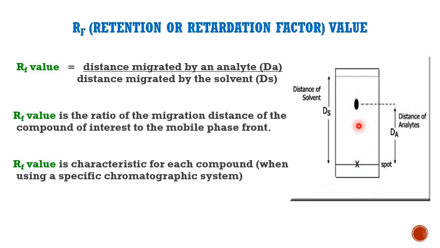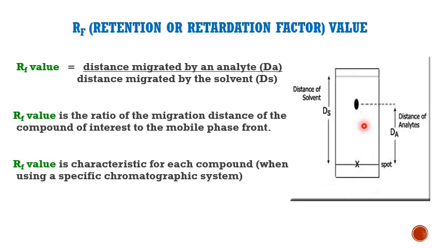Okay, if you want to calculate the retardation factor or the retention factor for this spot, what we're going to do is measure the distance from the starting line till the center of the spot. Okay, and this is the distance moved by the analyte, and then divide this distance by the distance migrated by the mobile phase, and the mobile phase, the distance that it has migrated, is measured from the solvent front till the starting line, this distance.